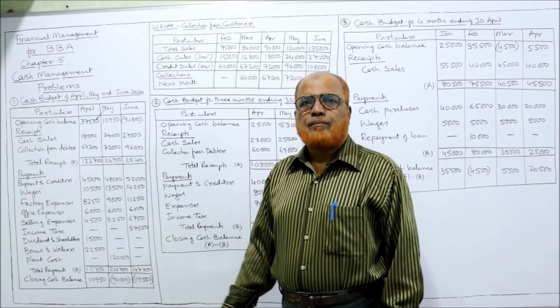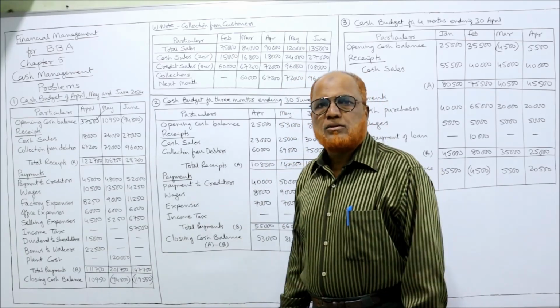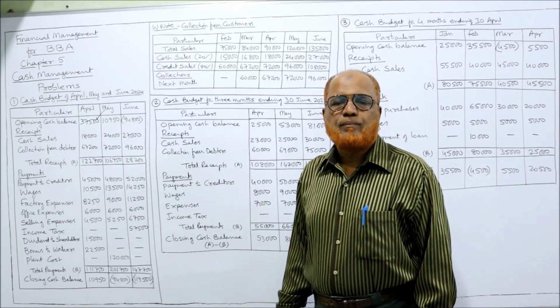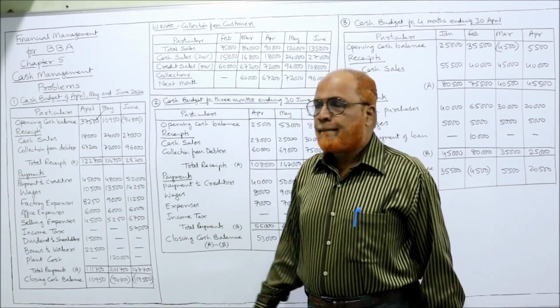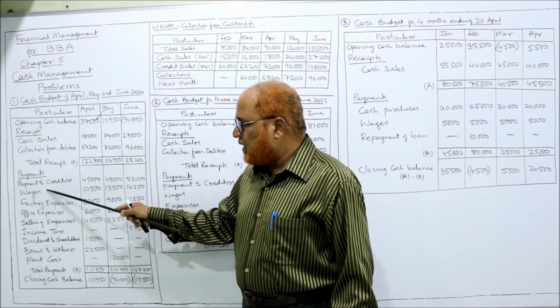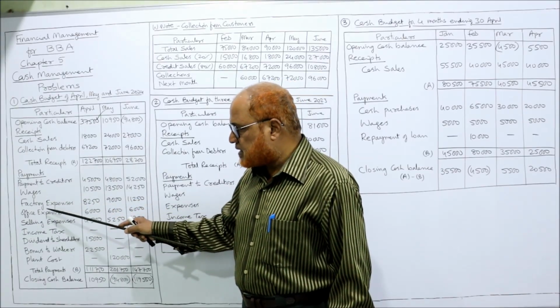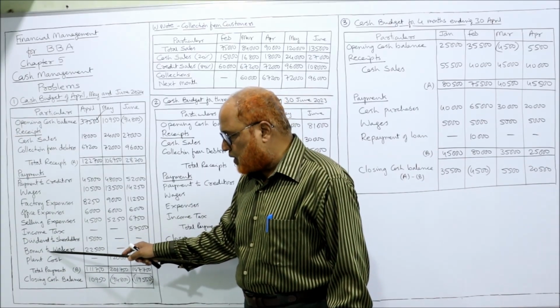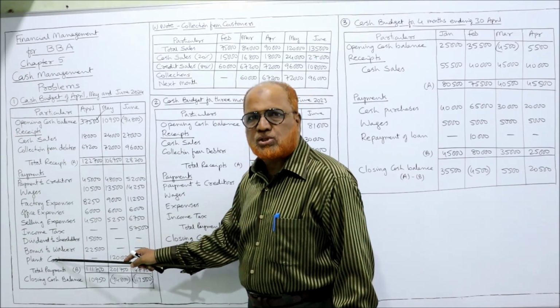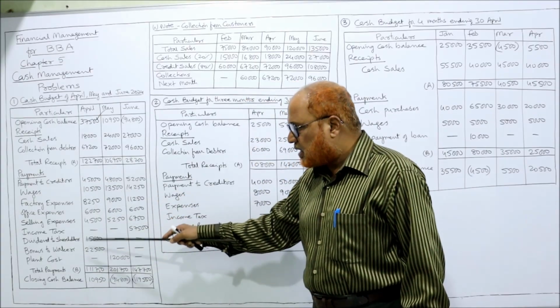Now, payments. Payments to creditors. Who are the creditors? Suppliers, from whom we purchase the goods. So, we have to make the payment. So, payment to creditors, then wages, factory expense, office expense, selling expense, income tax, dividend to shareholders, bonus to workers, plant cost. So, all these are the payments.